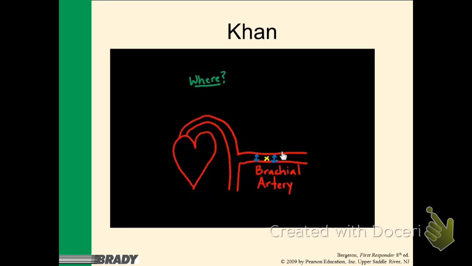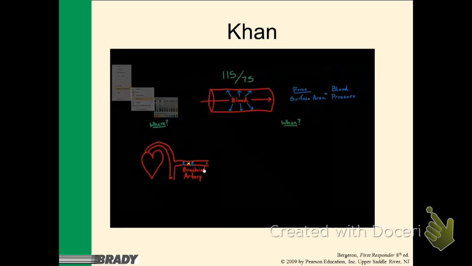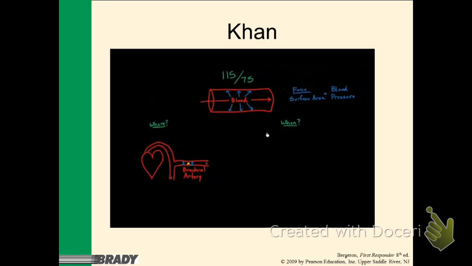And certainly, you can imagine if I check blood pressure at some other spot, let's say over here or over here, you might get a different blood pressure reading than if I check at the yellow X. So really, we're just talking about that one spot. Now, the other question is, when are you checking it?